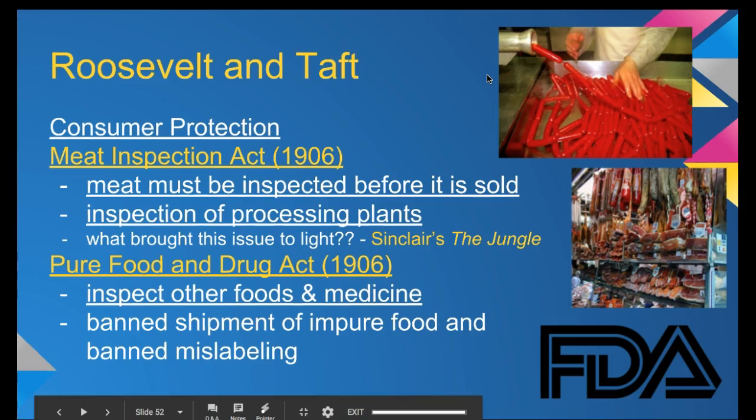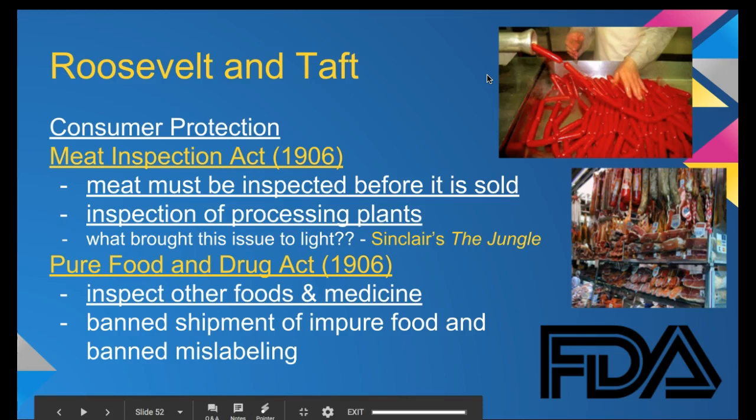The first C is consumer protection. So the Meat Inspection Act was passed by Congress and signed by Teddy Roosevelt in 1906. Basically, this just says that meat must be inspected before it's sold, right? That's what we come to expect nowadays when we go to the grocery store, that the meat that we're consuming is not going to make us sick or kill us because it has been inspected for safety. The Meat Inspection Act also required processing plants that made this meat to be inspected for sanitation and health reasons as well.